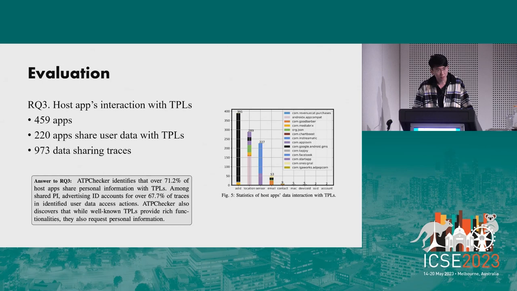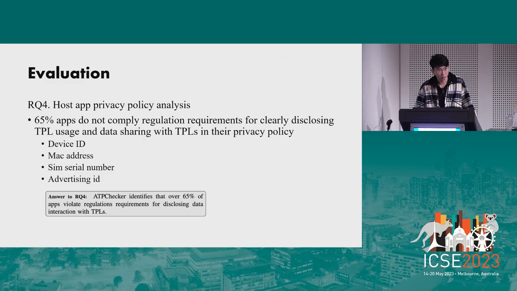Then we evaluate the ATP checker's performance on analyzing host apps, and we identify that over 71% of host apps share personal information with certified libraries, and most of those traces are related to advertising ID and location. And finally, we analyze the host apps' privacy policies related to those certified library usages.